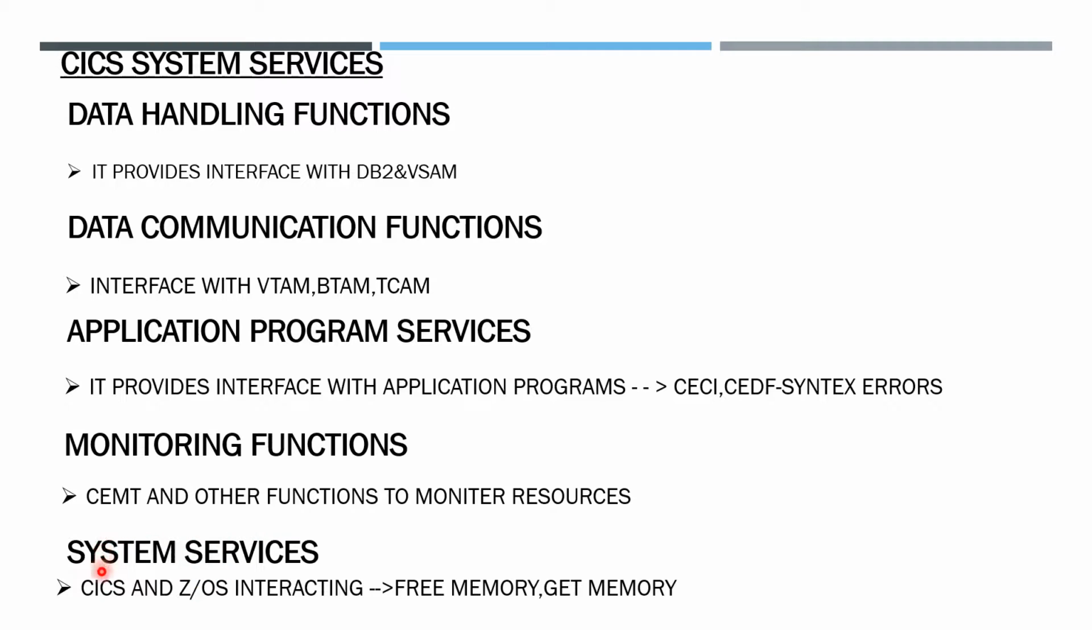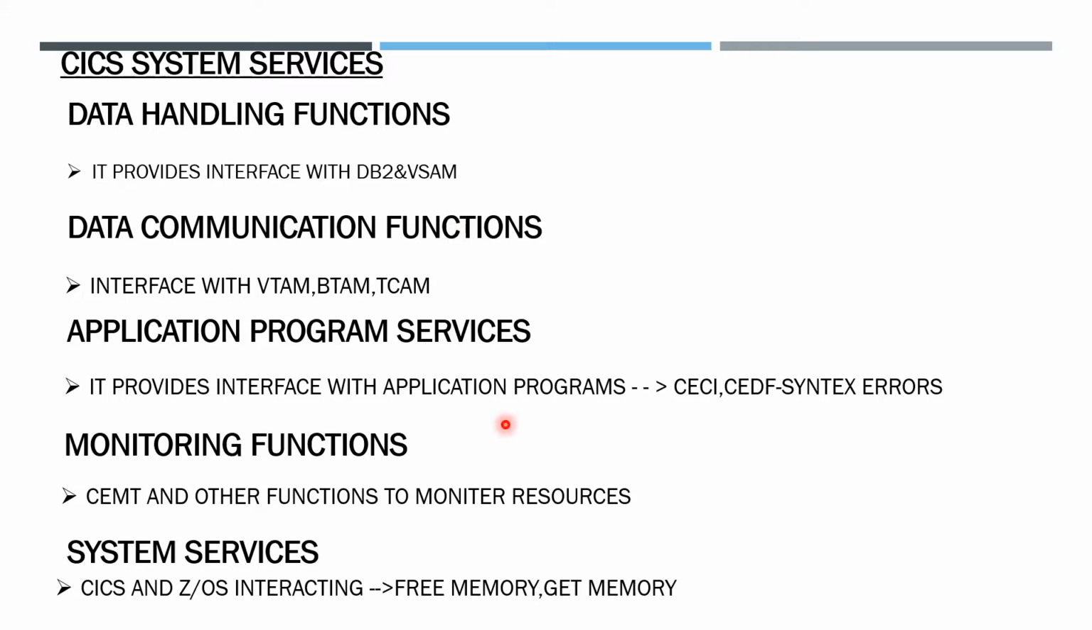CICS needs to get memory. It needs some memory to run an application or to install an application. CICS will interact with z/OS for memory in the main storage. z/OS receives the request and gets the memory. After completion of the task or after the program runs, CICS doesn't need the memory anymore, so it will request z/OS to free the memory. Then z/OS will free the memory.